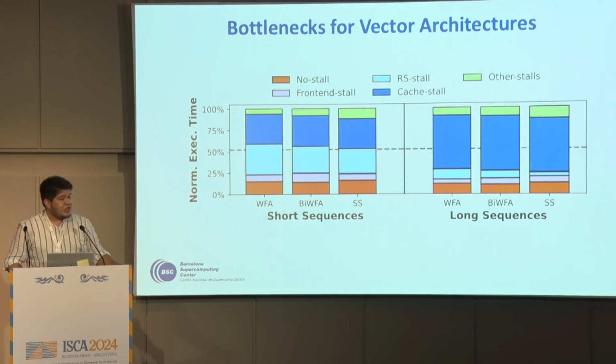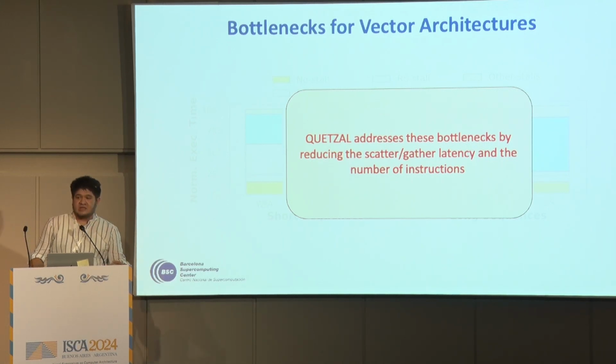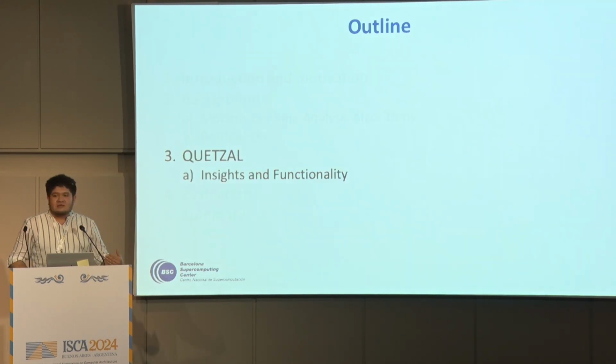Then, here is where we said, okay, how can we address this? QUETZAL actually takes down these bottlenecks by reducing the latency of scatter-gather instructions and reducing the number of instructions in the body of the loop. Now, all this said, let's talk a little about QUETZAL.